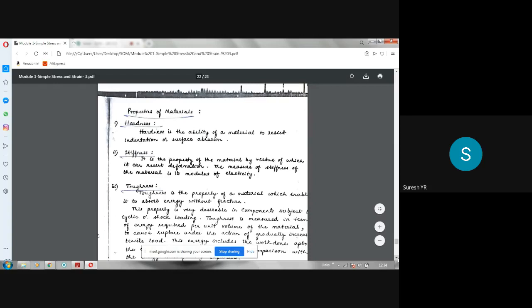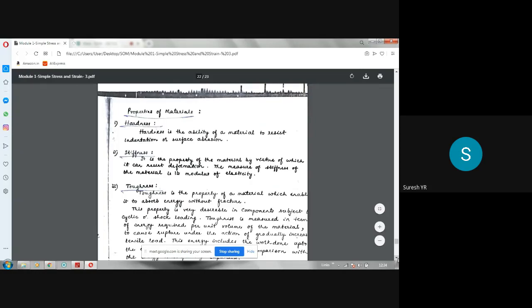Then the second property is stiffness. It is a property of the material by virtue of which it can resist deformation. Suppose a material is subjected to tension or compression, or a bending effect may also be there. In this chapter, we are dealing only with tension, compression and shear. We discussed normal stresses as well as shear stresses and their relationship. Sometimes the member may be subjected to a bending effect, also called the flexure effect.